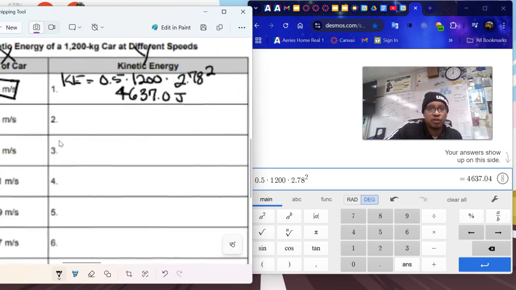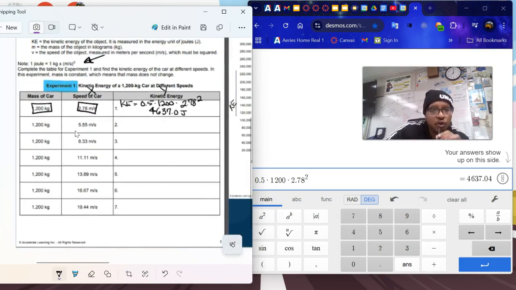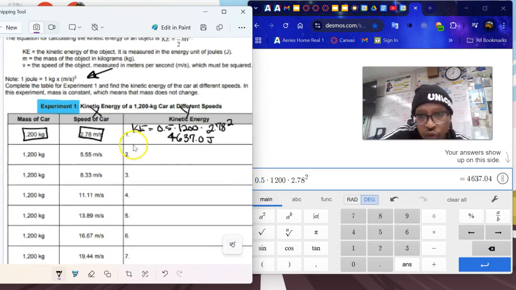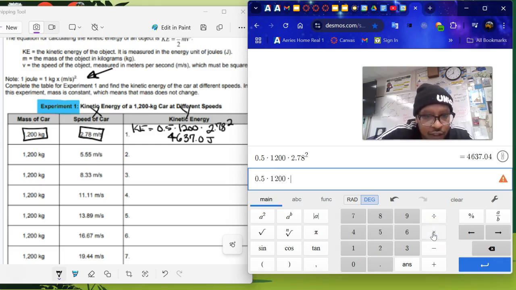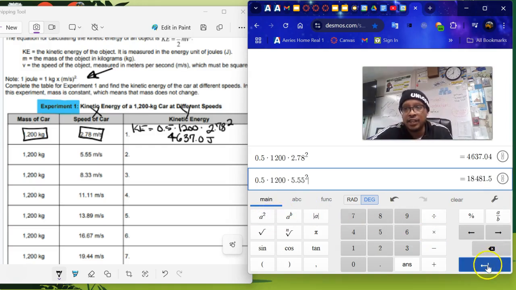So as you're going through and calculating all of these, after you calculate them, make sure that you go ahead and graph them. So we'll do the very next one and we'll graph it. So enter, right? Again, 0.5 times 1200, and then times 5.55 squared, and then boom, it's 18,000, right?